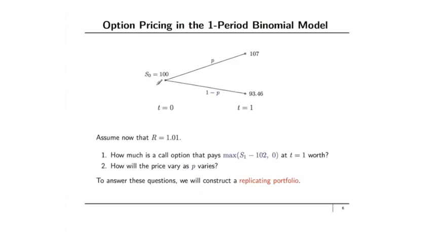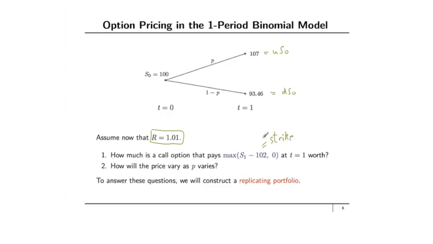We're going to assume the same one-period model that we've been assuming up till now. Stock price begins at 100, it goes up to 107, which is U times S0, or it falls to D times S0, which in this case is 93.46. We're going to assume that the gross risk-free rate is 1.01. So if I invest $100 in the cash account at time 0, it will be worth $101 at time t equals 1. So now what I want to do is figure out how much a call option that pays this quantity here is worth at t equals 1. So the strike is $102.